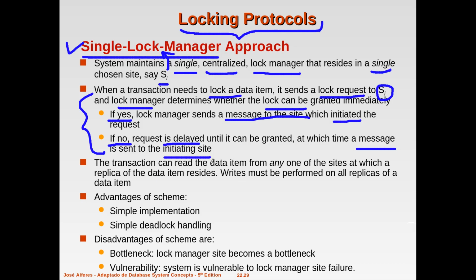Now the transaction can read the data item from any one of the sites at which a replica of the data item resides. So after granting that lock request, maybe the same data item is present in many sites. So if the request is granted, the transaction can access the same item from any site where that replica is available. It is not mandatory to access the item from the single lock manager site itself. After getting the grant to the lock request, the transaction can access that item from any of the sites where a replica of the same item is present.